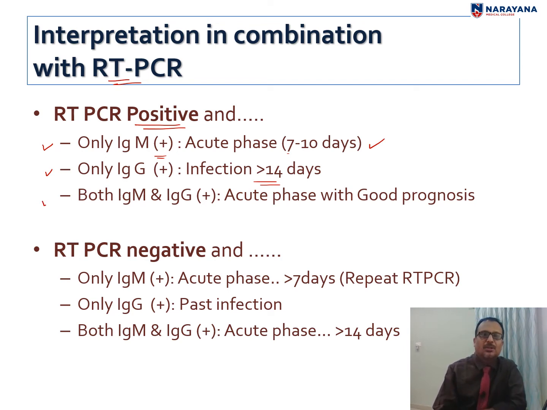If both IgM and IgG are positive, this indicates an acute phase with a good prognosis. So when the person is positive for RT-PCR and you identify only IgM antibodies, that would be the acute phase. If only IgG is present, the infection would be more than 14 days. If both IgM and IgG are present, it is an acute phase with good prognosis. Why? Because the IgG antibodies are already formed and detectable levels are present. Next one is if the RT-PCR is negative.